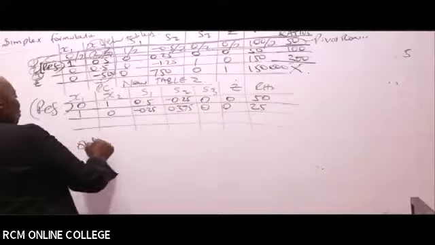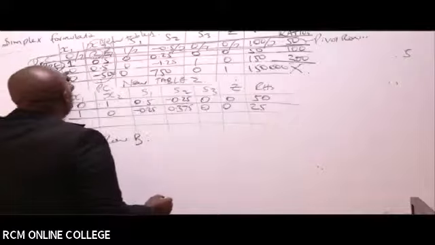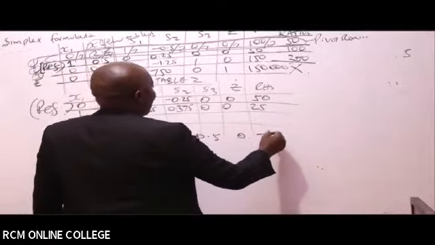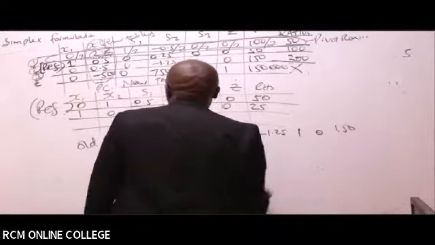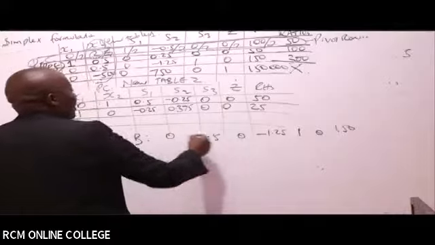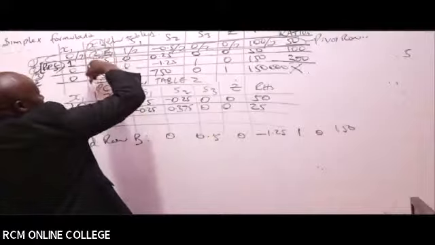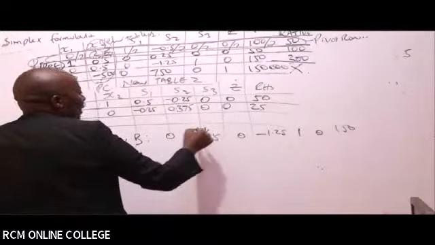So we have old row 3. The old row 3, I can see it here. It is 0, 0.5, 0, minus 1.25, 1, 0, 150. Then I ask myself, which element is under the pivot? You can see this is the pivot column. So the pivot here is 0.5.